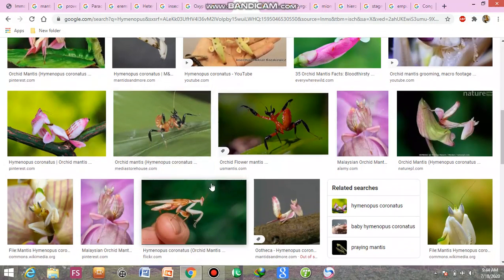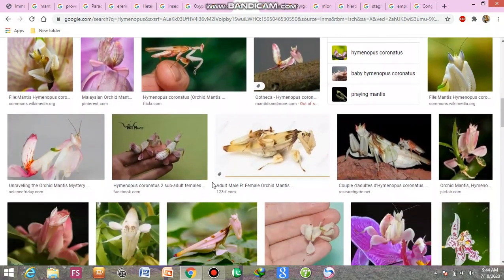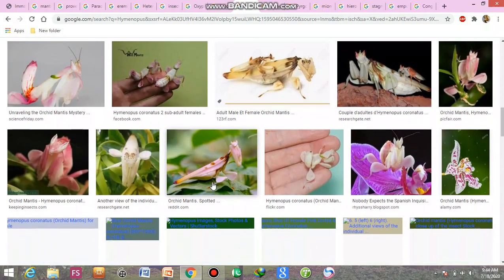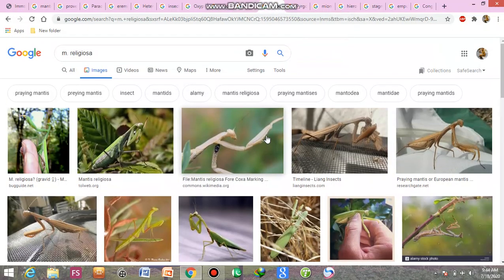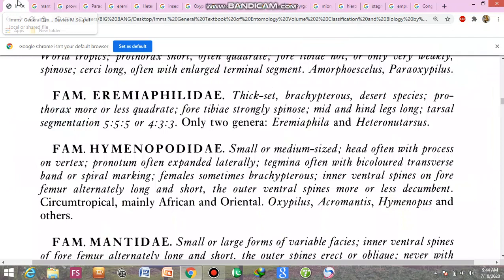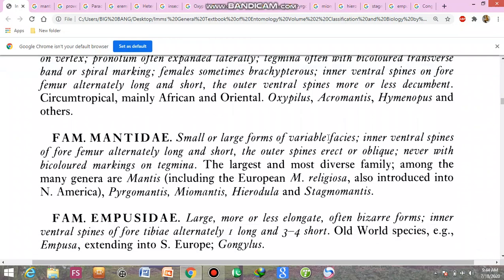All others are blue and black, but they are colored. Okay, next family is the Mantidae, small or large forms of variable facies. Inner ventral spines of the forefemur alternately long and short. The outer spines erect or oblique, never with bicolored marking on tegmina.